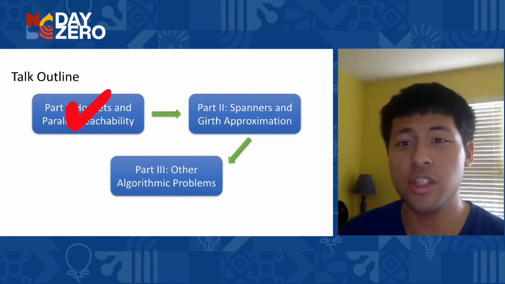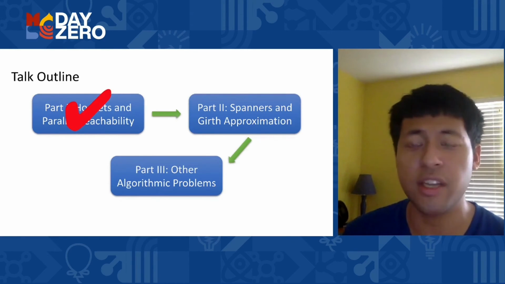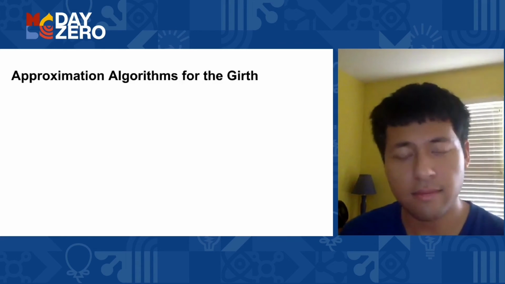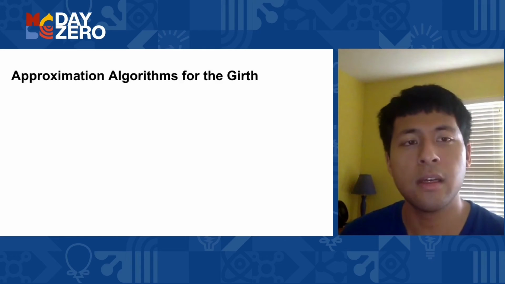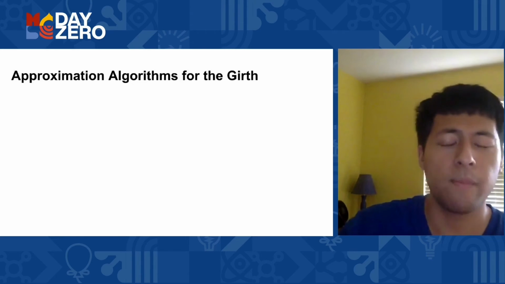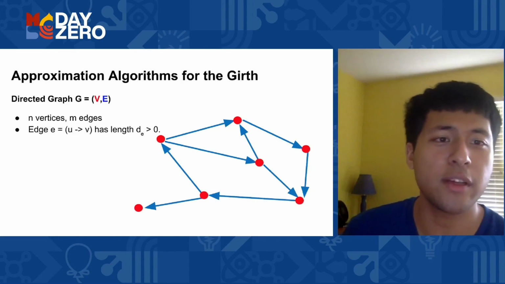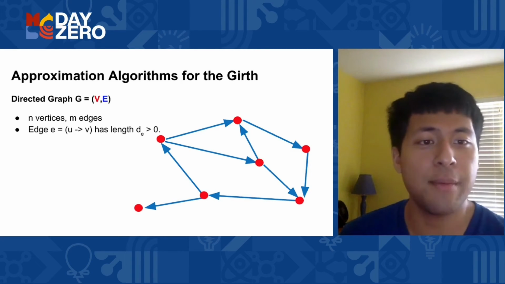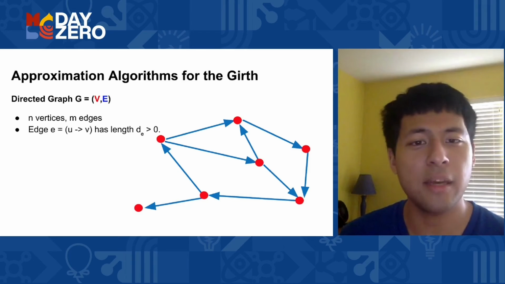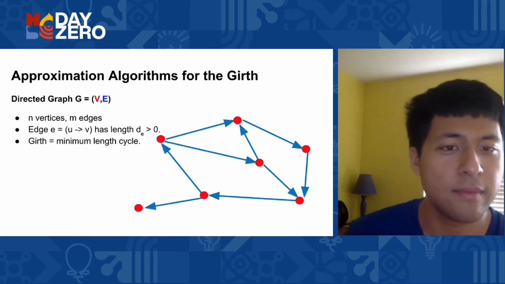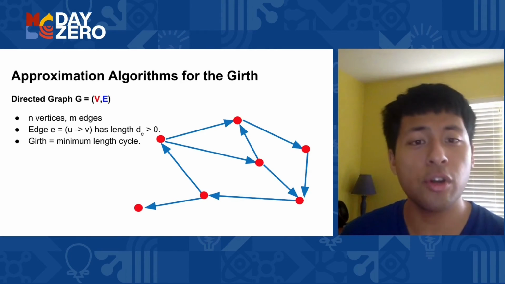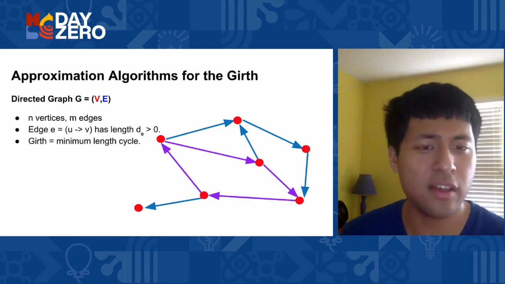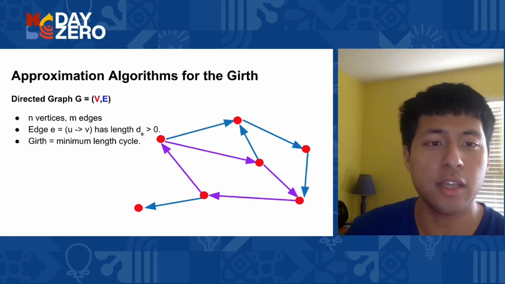At this point, I'm going to transition to talking about spanners and approximation algorithms for the girth. So I'm going to start by defining the girth of a directed graph G. In a directed graph, we're going to let it have n vertices and m edges, and every edge has a positive length. So the girth we're going to define as the minimum length cycle in the graph. It's depicted here. Here the graph has a girth of 4 given by the purple cycle.